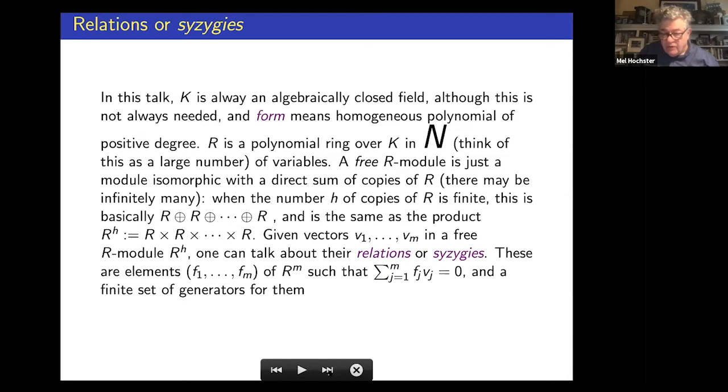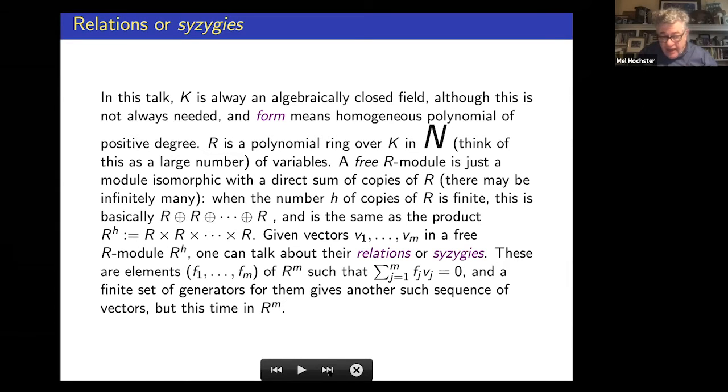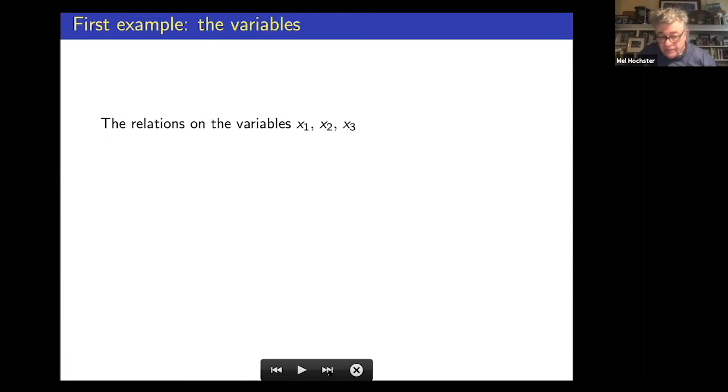There are always infinitely many. You could take any relation and multiply it by anything you like and get lots more. And you can add relations. So they themselves are a module. But you just want to get generators for them to understand them. And those generators are a new sequence of vectors, although your original vectors may have been in R^H. If there are m of them, then the new vectors will be in R^m.